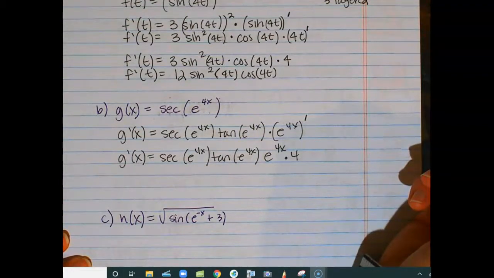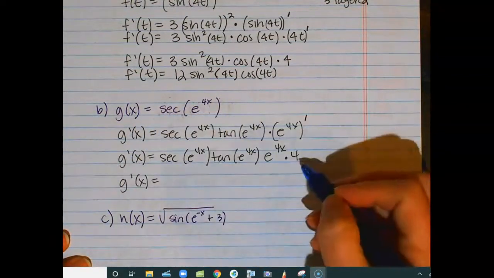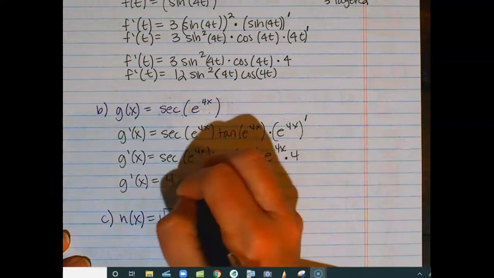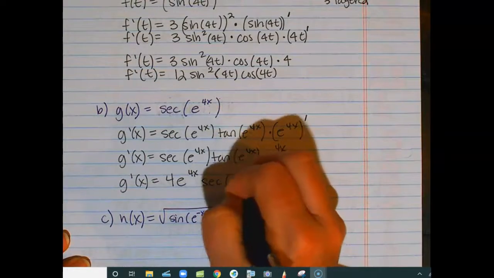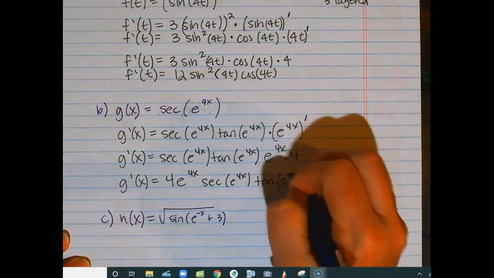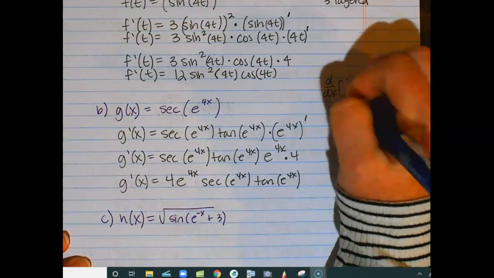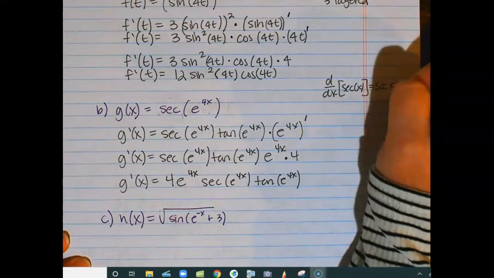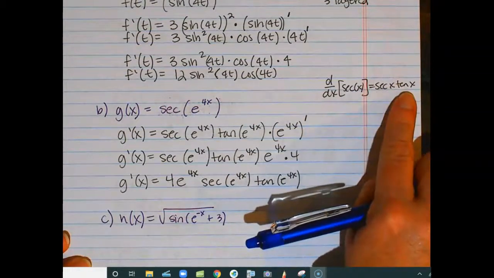To make this the prettiest thing I could, I would end with g prime of x. And normally we put the 4 in the very front as the coefficient, and then we end with trig. So we'd say 4e to the 4x, and then secant of e to the 4x, tangent of e to the 4x. And that's remembering this rule that d dx of secant x equals secant x tangent x. So whatever is in here stays when you take the derivative.